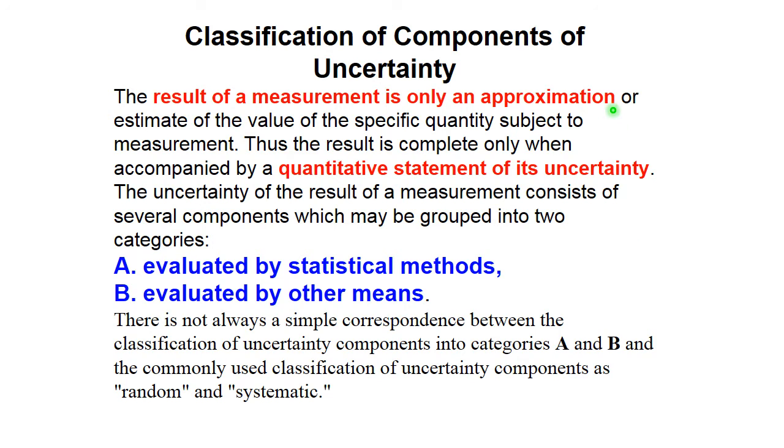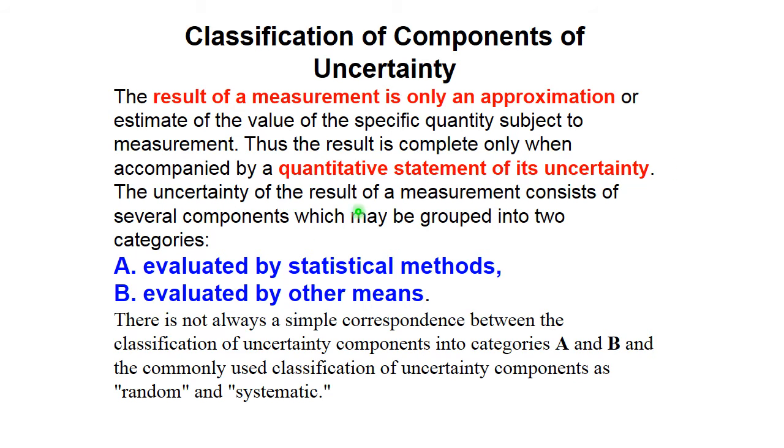Now, how do we classify components of uncertainty? The result of the measurement is only an approximation or estimate of the value of the specific quantity which we measure. Thus, the result is complete only when it is accompanied by a quantitative statement of its uncertainty. So we need to provide a number for uncertainty and, much better, add some description of how it was calculated.